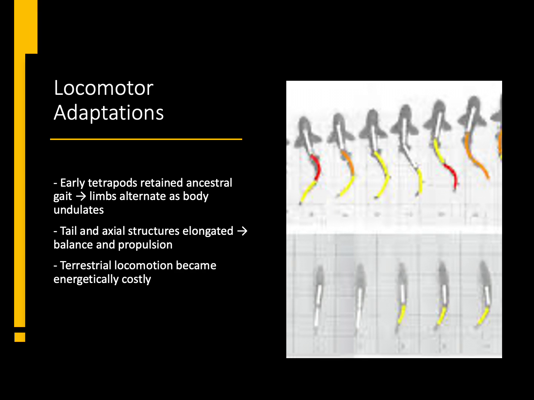Okay, so on this slide we have locomotor adaptations. This is showing the progression of early tetrapods and how they didn't completely abandon their ancestral characteristics. It says terrestrial locomotion became energetically costly. It says right here that tetrapods did not immediately abandon their ancestors' locomotor routes. They retained some characteristics of their aquatic locomotor styles, demonstrating a gradual transition from aquatic to terrestrial life.